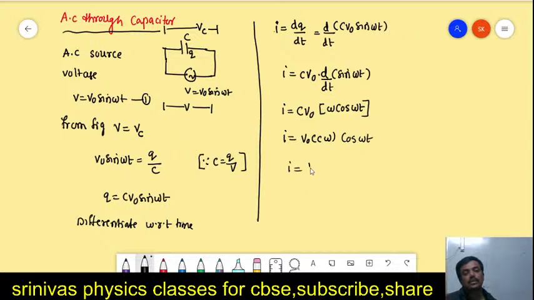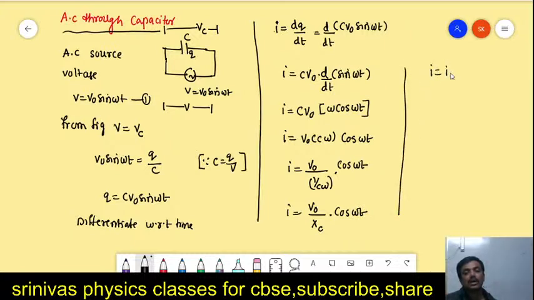Little we will change this equation: V naught by 1 by C omega, into cos omega t. This denominator is said to be resistance. Current equal to voltage by resistance. This resistance of the capacitor we can call it capacitive reactance, into cos omega t. And finally we are getting one equation, that is I is equal to I naught cos omega t.